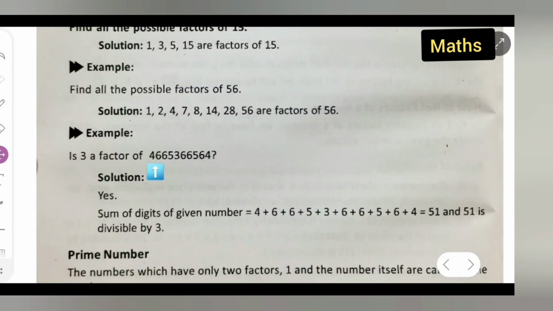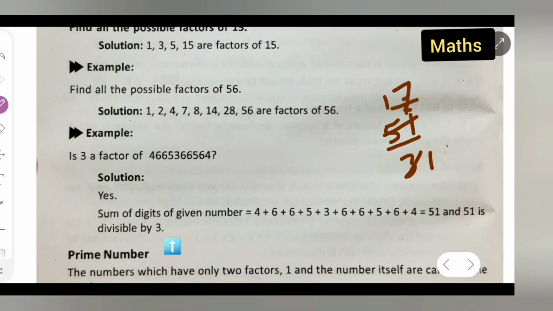Then, is 3 a factor of this number? Yes. Why? Sum of the digits given, if you all add all these numbers, you all get 51, and 51 is divisible by 3. How can you all make out 51 divided by 3? 3 ones are 3, 3 ones are 3, carry 2. So 3 sevens are 21 you all will get. Okay. So it is divisible by 3.